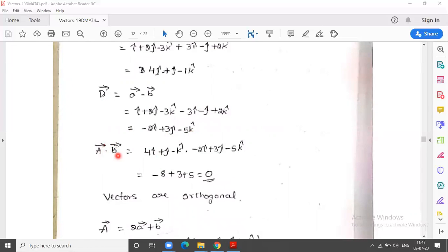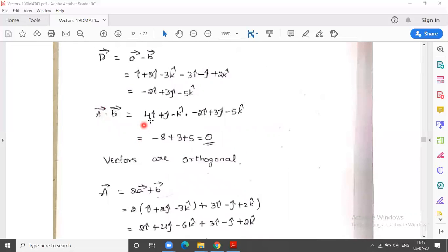Now you have to find vector A dot vector B. This is capital vector B. 4i plus j minus k is vector A, and vector B is minus 2i plus 3j minus 5k. Then you have to apply the dot product. You know i dot i is 1, j dot j is 1 and k dot k is 1, and all the remaining are 0. 4 into minus 2 means minus 8.